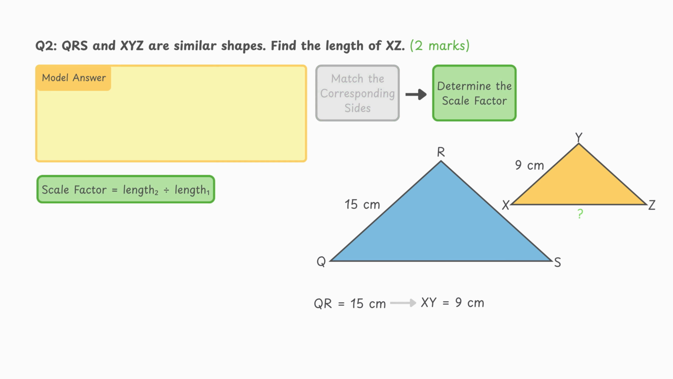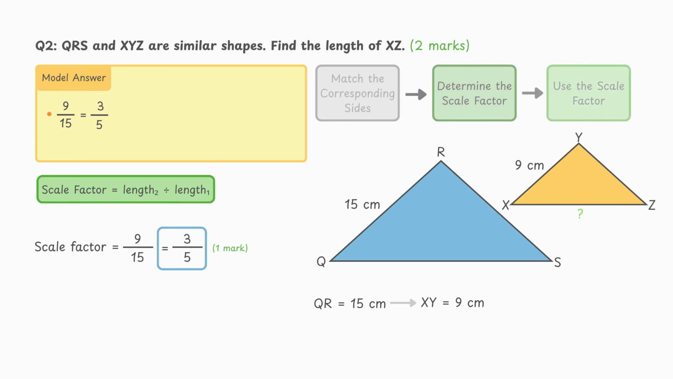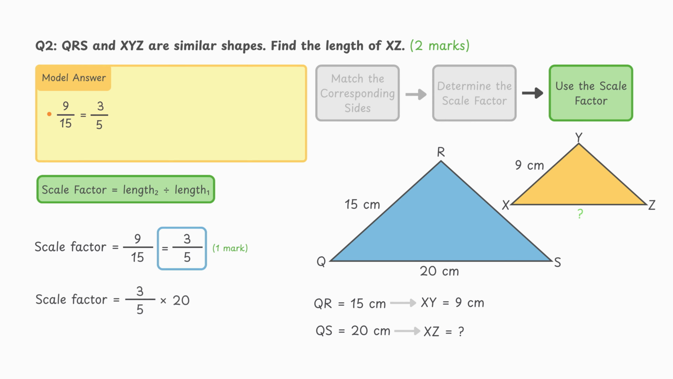Now determine the scale factor. Scale factor equals 9 divided by 15. This simplifies to 3/5. Next, use the scale factor. We apply it to the corresponding base. QS is 20 centimeters, so we multiply 20 by 3/5. 20 times 3 divided by 5 equals 12. So the length of XZ is 12 centimeters. And that's the final answer.